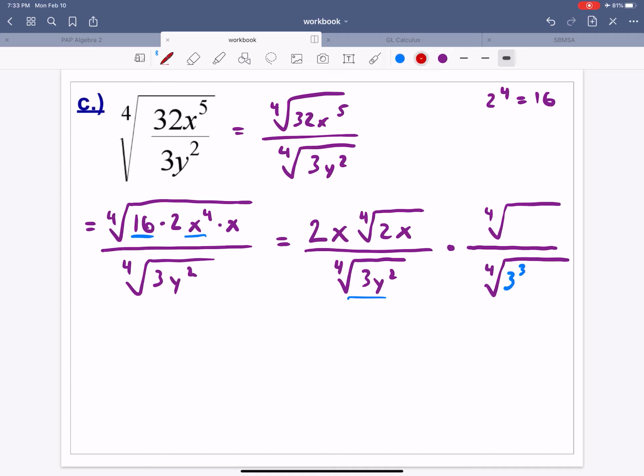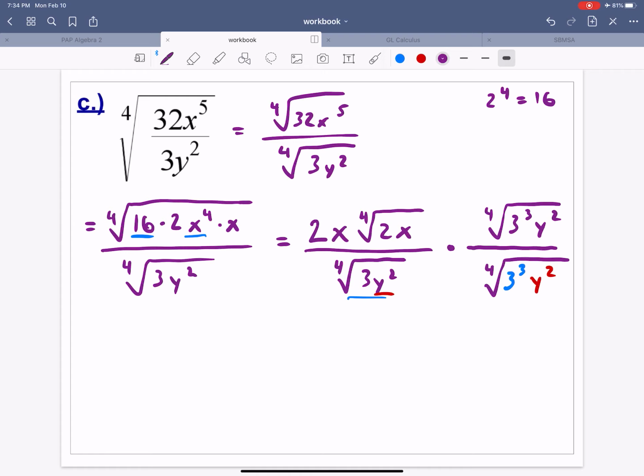Now the same thing over here with the y. Right now I have y squared. So to get that to be y to the 4th, I need to multiply by another y squared, because y squared times y squared gives me y to the 4th. So if I multiply by that on the bottom, I need to multiply by the same thing on the top.